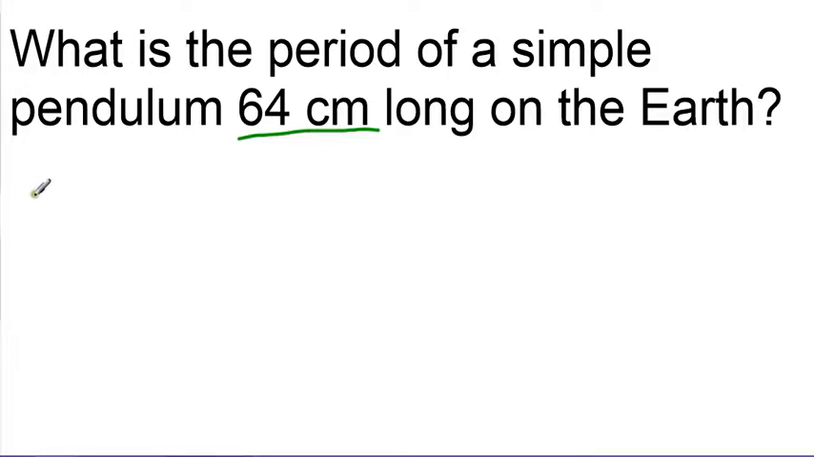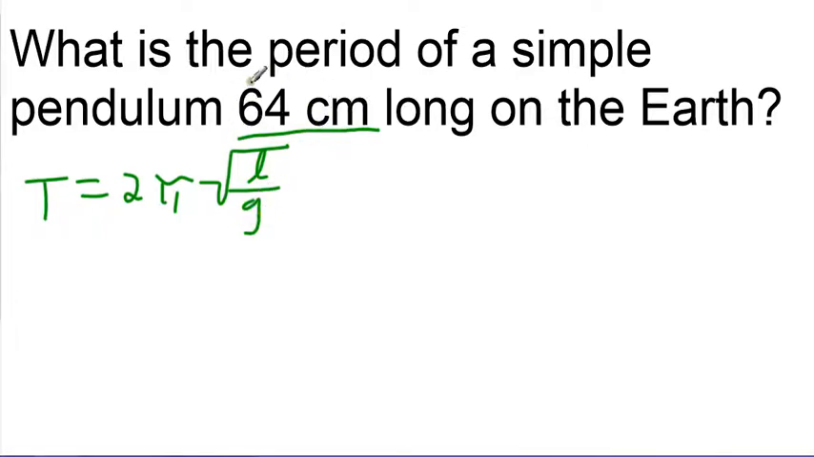For this, we need to go back to our equation. So we have T is equal to 2 pi square root L over G. And here's where we have to be careful. The length must be in meters. And this G is going to be meters per second squared. So we're going to use 9.8 for that.